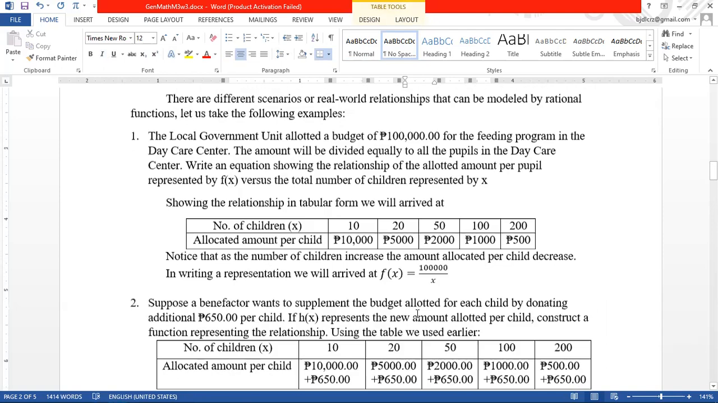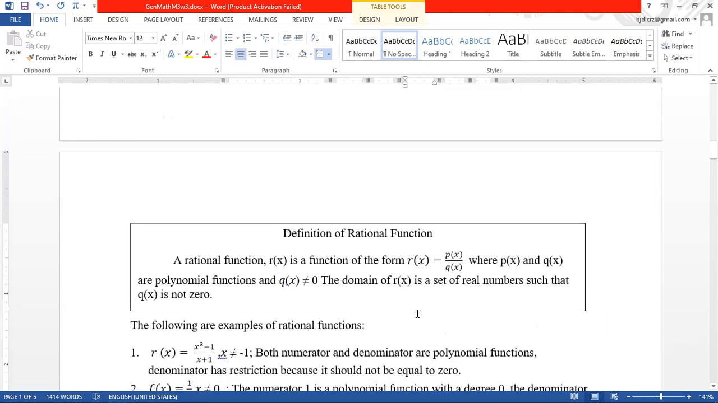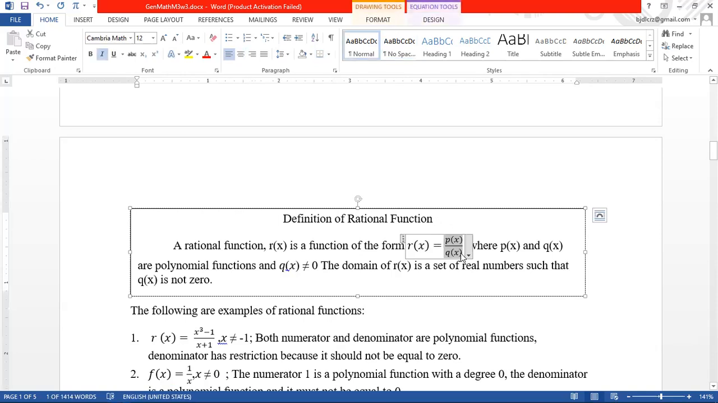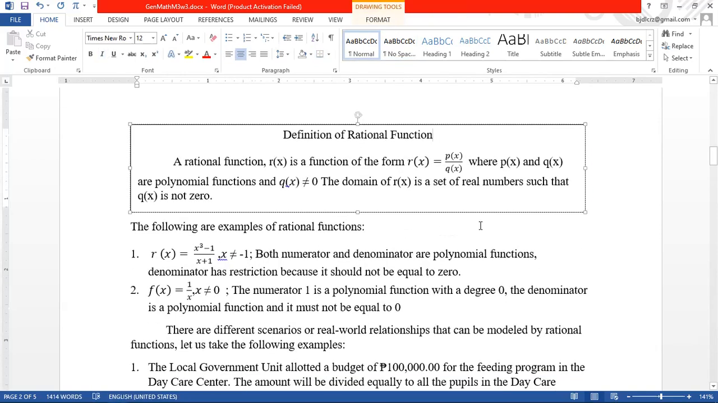So that is an example of a rational function. From the word rational, or ratio, it is a fraction. It needs to be a fraction, right? Ratio.